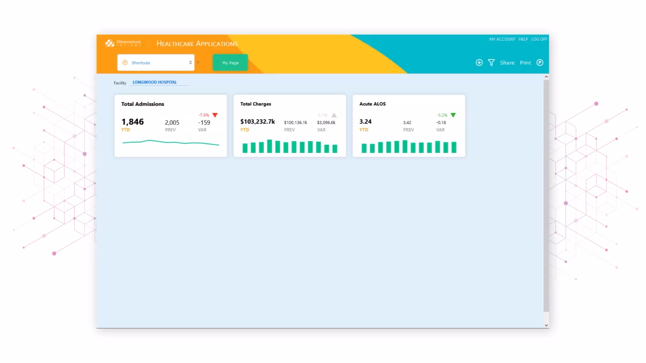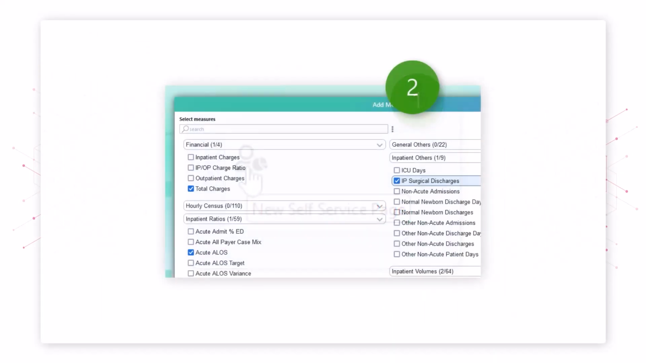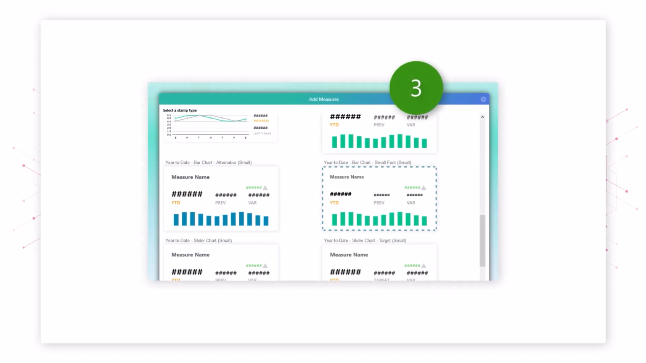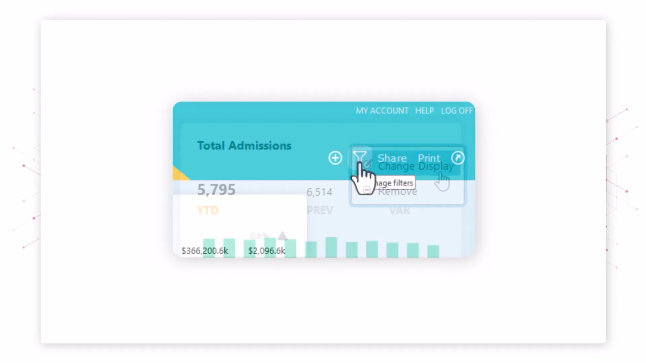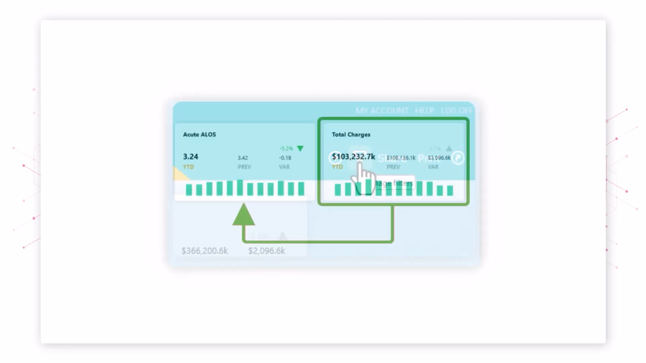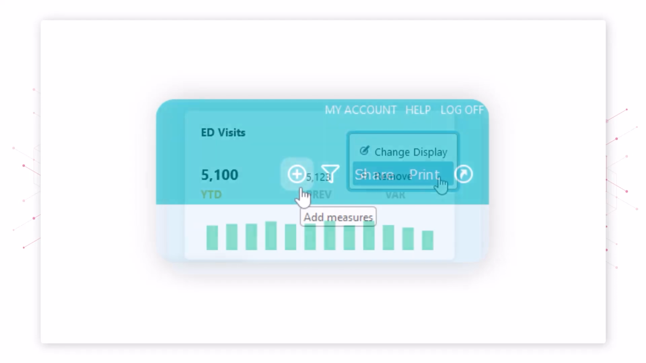So that's how you create a self-service page in My Library. You click the self-service icon, select the measures you want, and select a stamp template. You can also change a stamp template, add one or more QuickViews, reorganize your stamps, add additional stamps, and remove stamps.